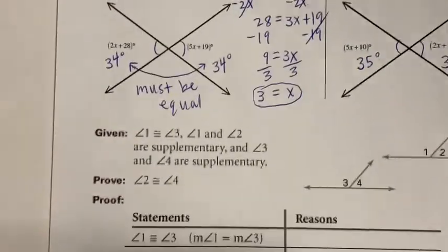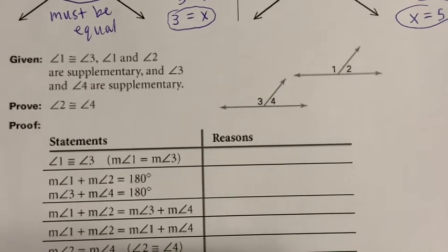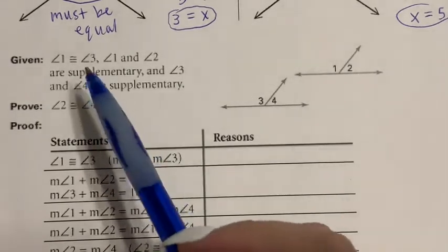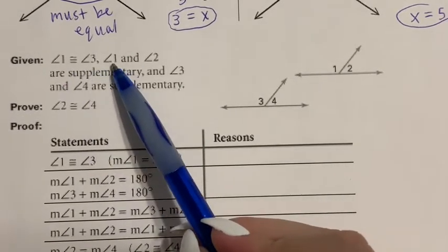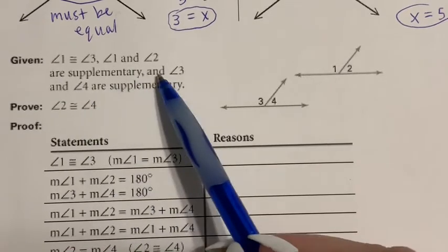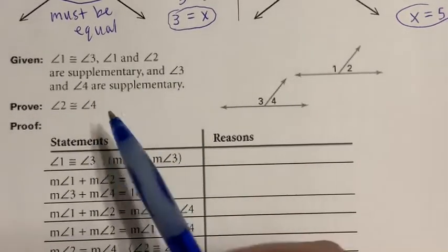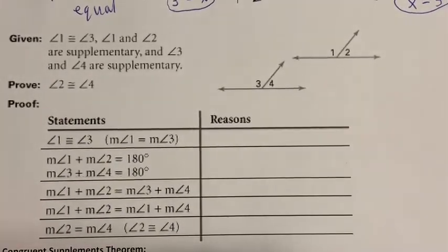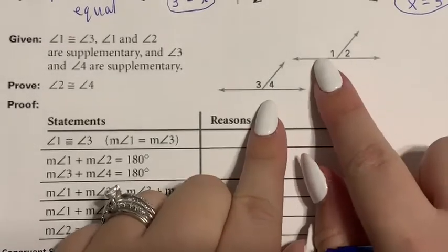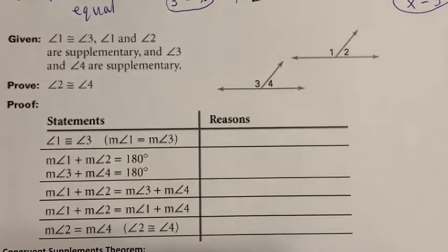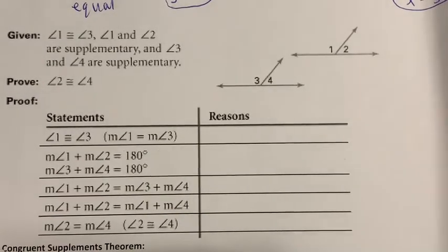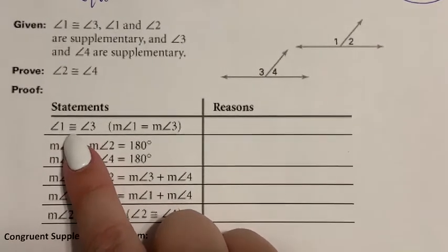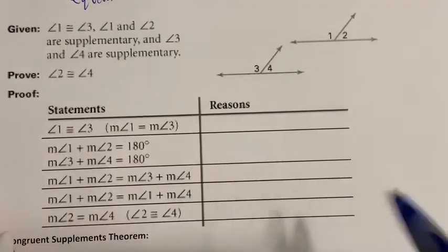Last part of our notes is a formal 2-column proof here. And you'll notice that all of the statements are already filled in for you. So we are given that angle 1 is congruent to angle 3, angle 1 and angle 2 are supplementary, and angle 3 and angle 4 are also supplementary. And at the very end, we have to prove angle 2 is congruent to angle 4. We also have these figures here. Notice they're two separate figures, one here for angles 1 and 2 and one here for angles 3 and 4. We've got our statements filled in for us, and so let's start by looking there. So our very first statement says that angle 1 is congruent to angle 3, and that was given to us.